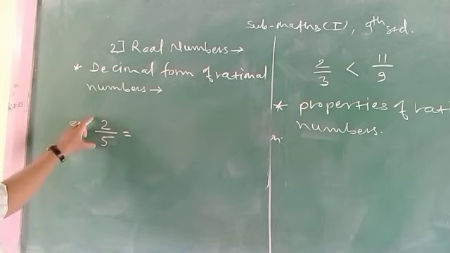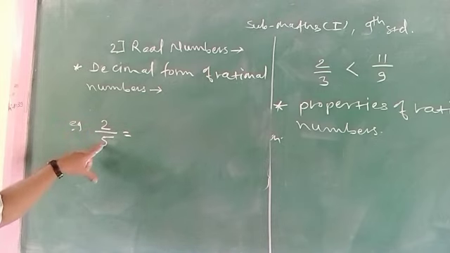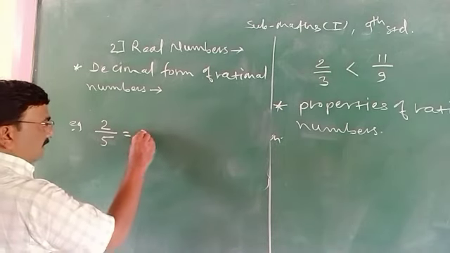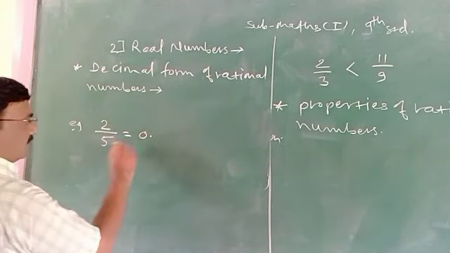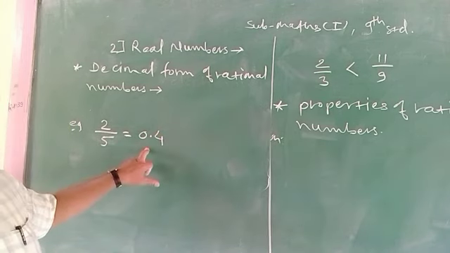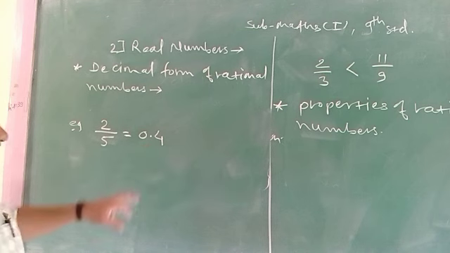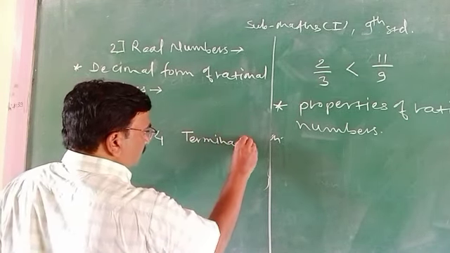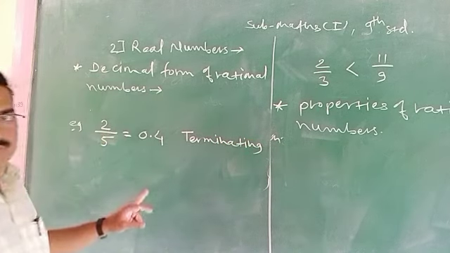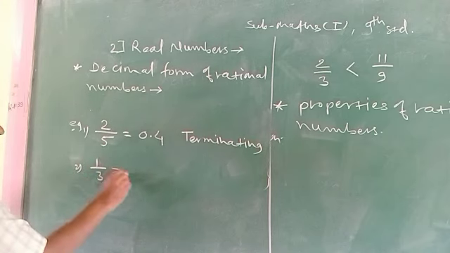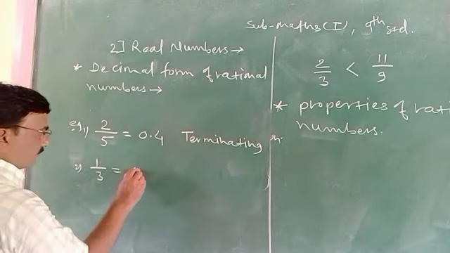Then how can we transfer? We only have to divide 2 by 5. If we are dividing 2 by 5, then 2 is less than 5. Therefore, we have to take a decimal point, and then take 20. Then 5 4s are 20. This is the terminating decimal form, terminating type.